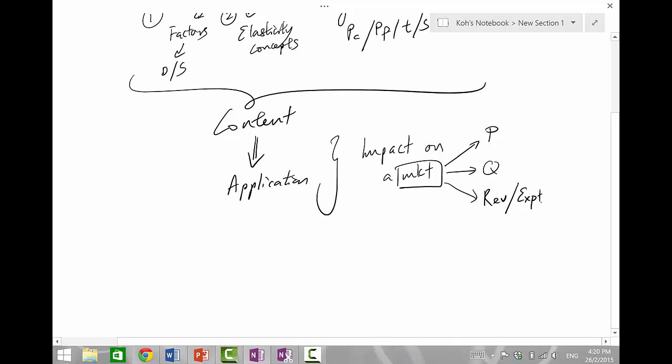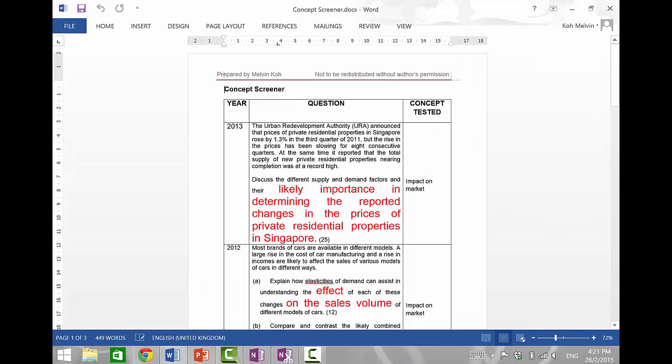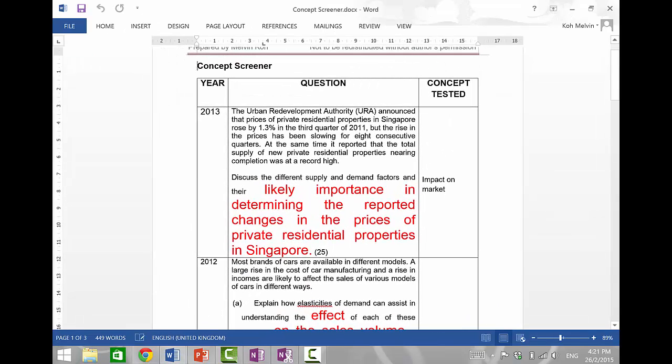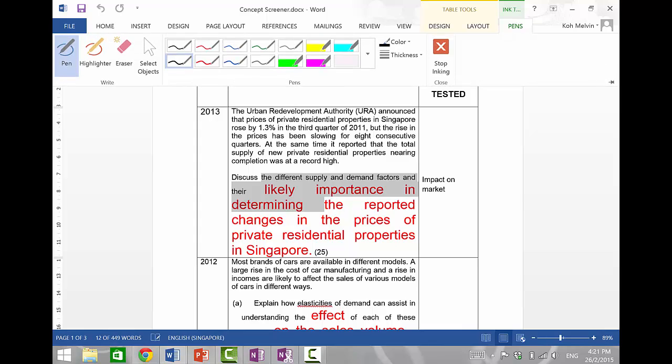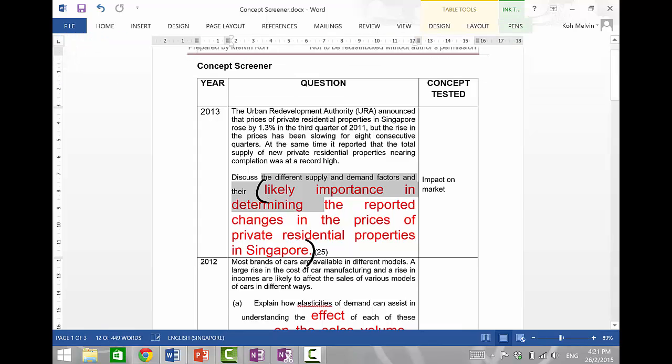And maybe just to give you a sense of how prevalent this question is, we can take a look at past year A-level questions. What I've done here is to present a concept screener. I look through past year questions and I sieve out the underlying themes. These are all denoted in red. For example, if you look at the 2013 essay, students are asked to explain changes in the prices of private residential properties. So this pertains to impact on the market, and we're just focusing on P.